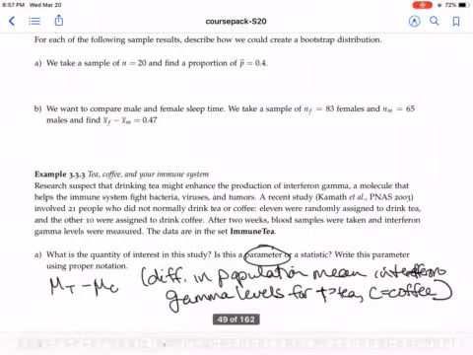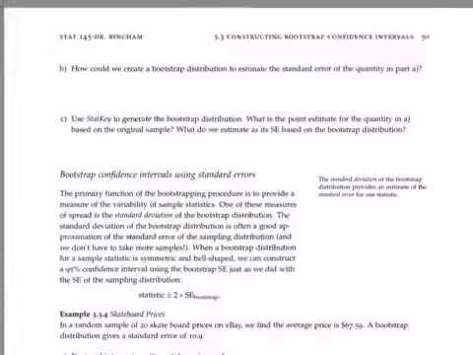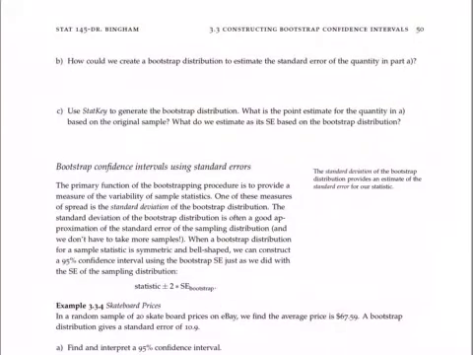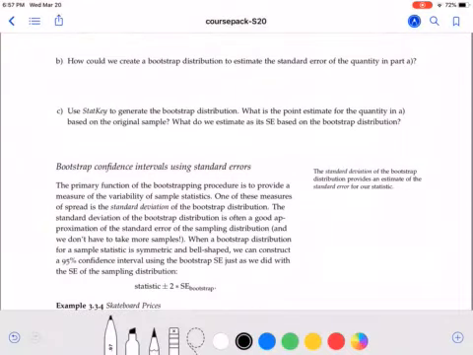On the next page, we have some more parts to this problem where we're going to look at some more details. So in the first part, we're asked, how could we create a bootstrap distribution to estimate the standard error? So when we're doing bootstrapping and we're comparing two different groups, the idea is that we're going to resample with replacement bootstrap samples from each of the groups. And each time we do that, we're going to compare their means.